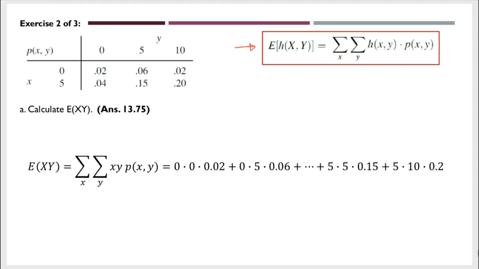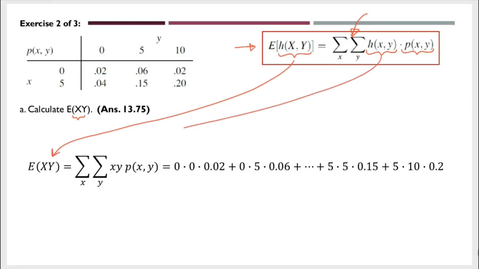So according to this formula, if you have some expected value of a function that's a function of x and y, then you just replace the x and y in there, and then you multiply by the joint probability of x and y, and then you need to make sure you go through all the possible combinations of x and y. So that's the easiest way to understand this formula. So what you need to do now, in place of h(x,y), our h(x,y) is xy. So this is basically what they have in there. And then according to the definition, you're going to put xy because that's your function.